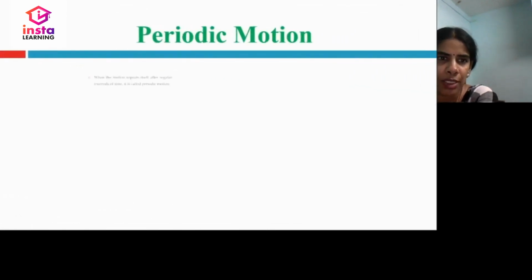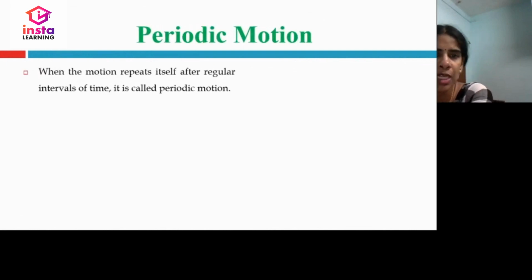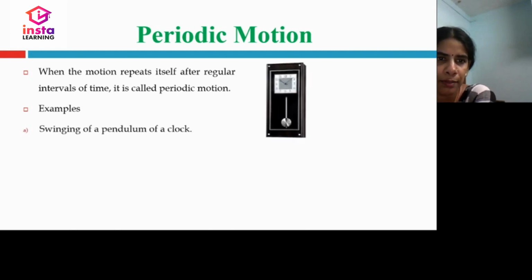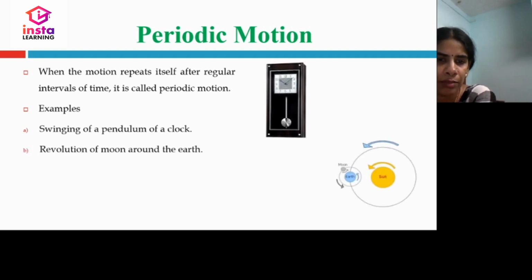Periodic motion. When the motion repeats itself after regular intervals of time, we call that motion periodic motion. Examples: swinging of the pendulum of a clock, revolution of the moon around the earth, revolution of the earth round the sun.